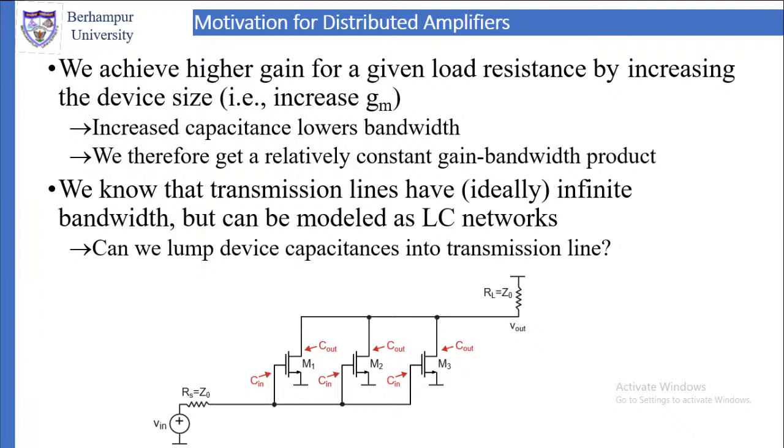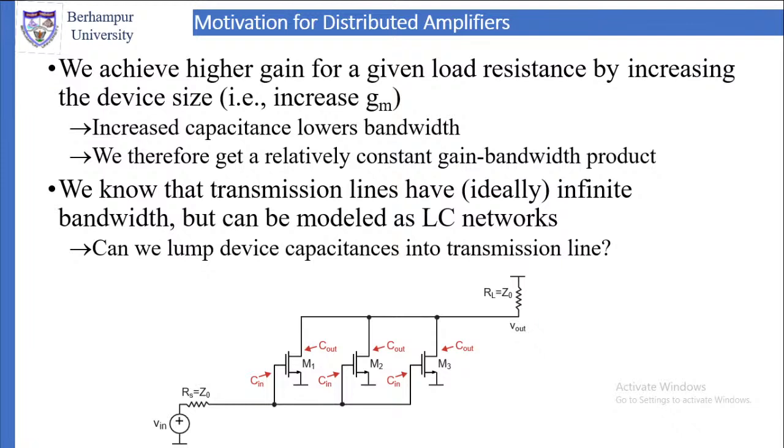So the motivation for distributed amplifier is this. We achieve higher gain for a given load resistance by increasing the device size. By increasing the device size, we increase the transconductance. With this increased capacitance, they lower the bandwidth. We therefore get a relatively constant gain bandwidth.